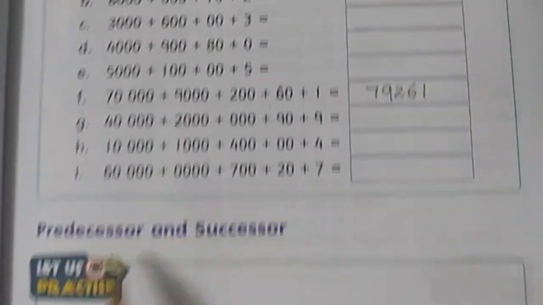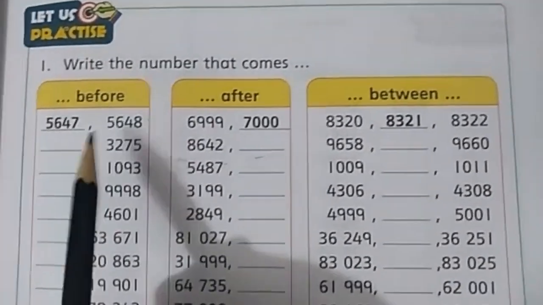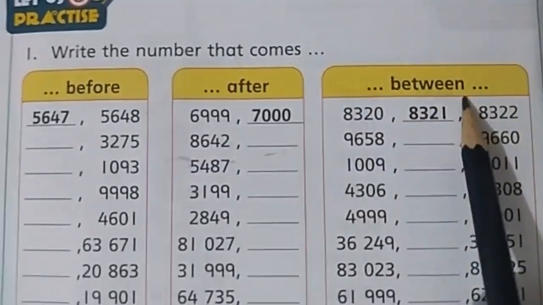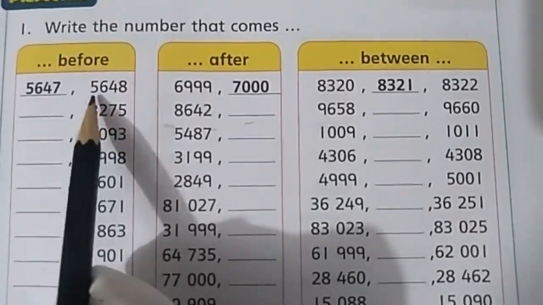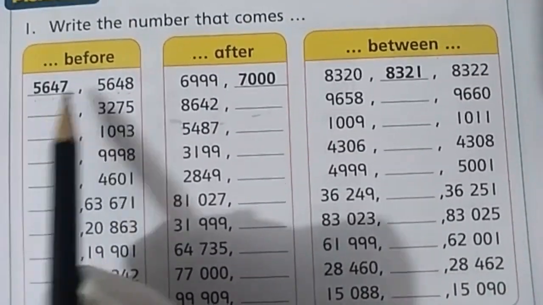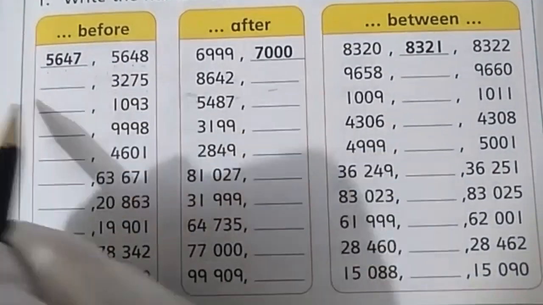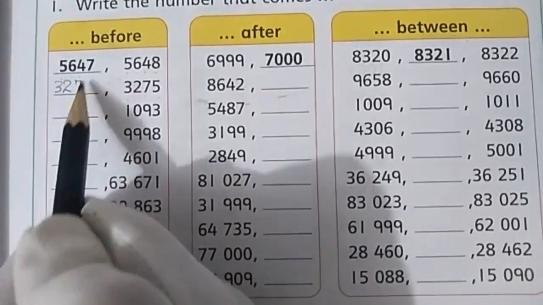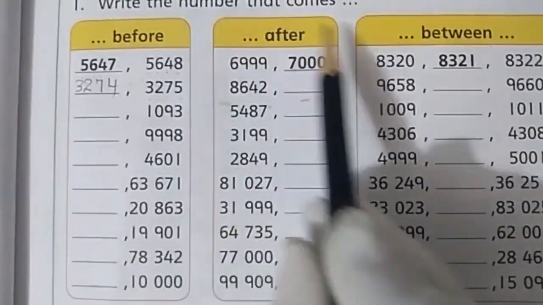Now, predecessor and successor. All of you know: before the number, after the number, and between the numbers. In before, what do we have to write? The number before 5648 is 5647. The number before 3275 is 3274. And after, we write the next number.